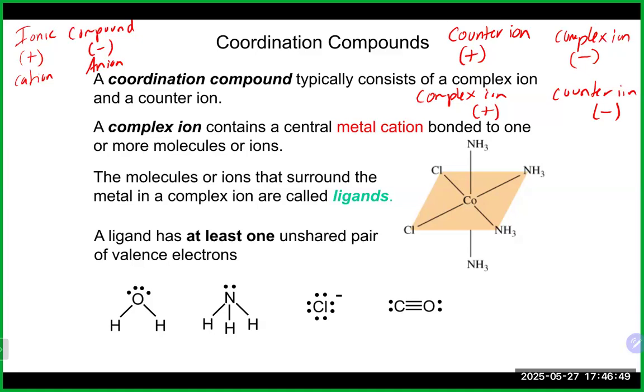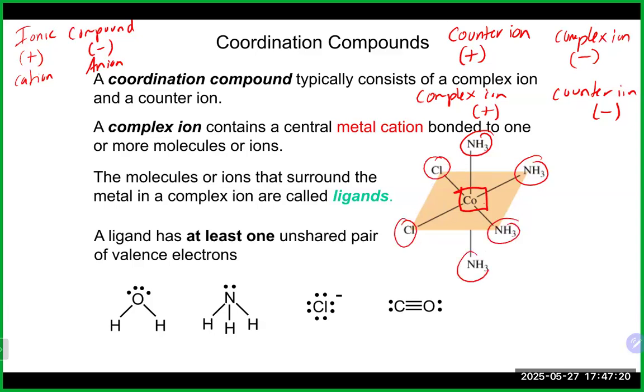Again, the idea of the counter ion, as I mentioned, is basically just to balance out the charge of the complex ion. Typically speaking, coordination compounds have no charge, like an ionic compound. So all the positives and negatives need to equal 0, very much like you would do with an ionic compound. A complex ion, as I mentioned before, typically has a metal cation, which makes it very much electron deficient and a nice Lewis acid, and a bunch of molecules or ions attached to it.